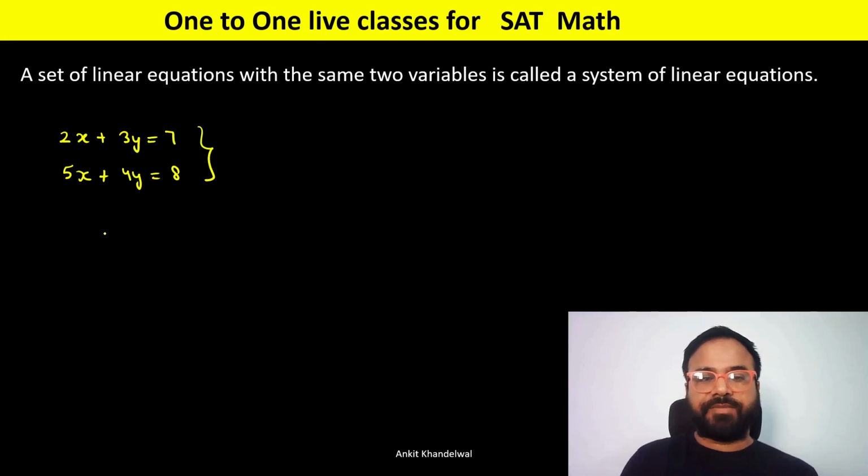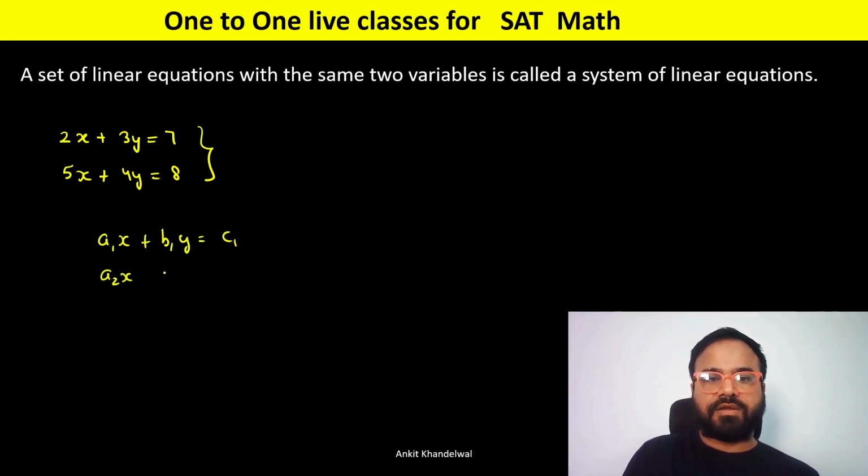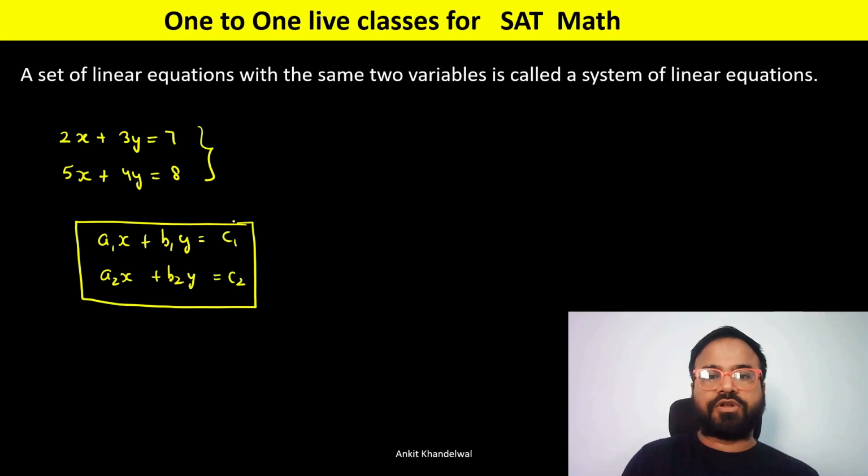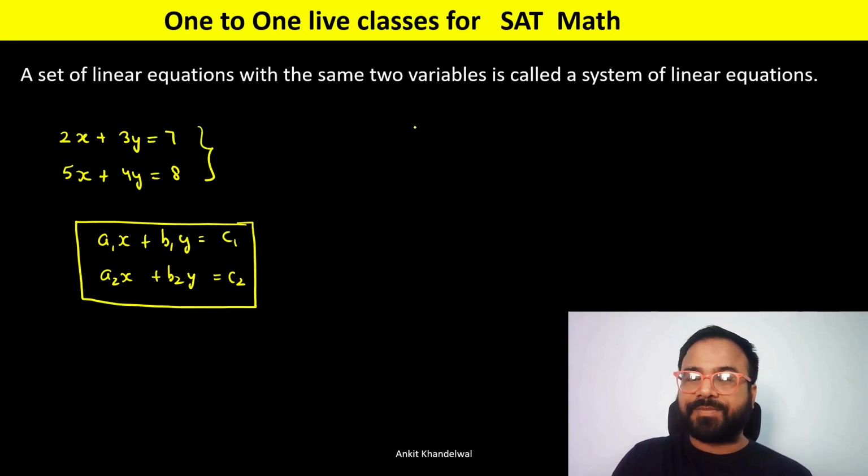So in general we will be writing like this: a1x plus b1y equals c1 and a2x plus b2y equals c2. Now the solution of this system of equations means the values of x and y which satisfy both the equations simultaneously. Whatever values of x and y satisfy the first equation should satisfy the second equation also.